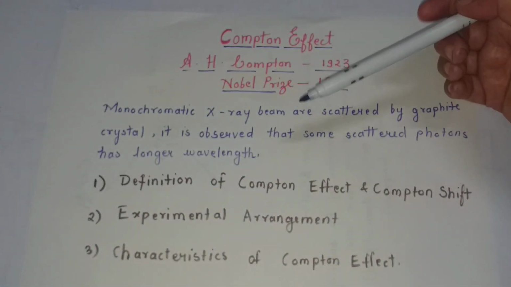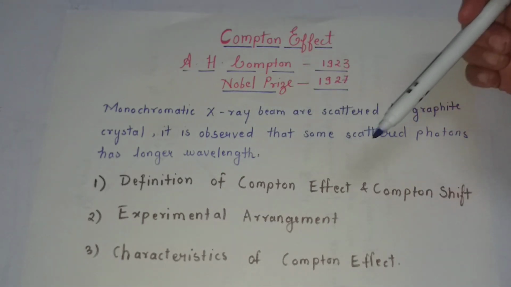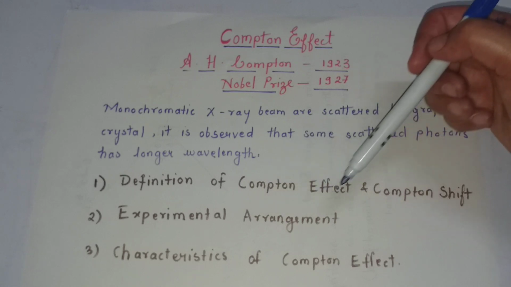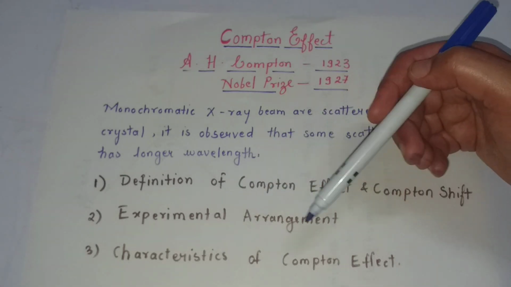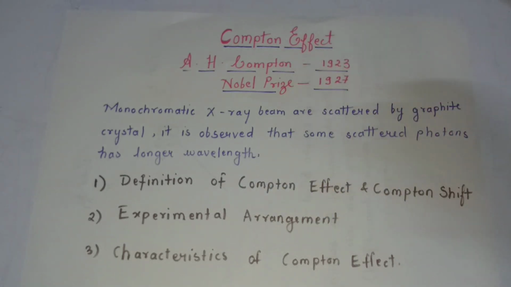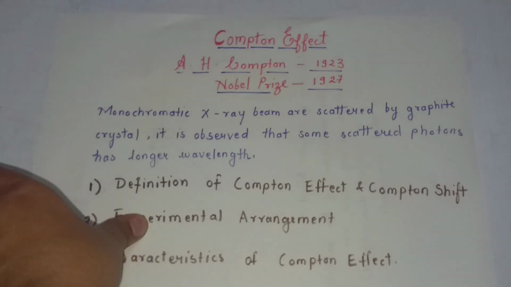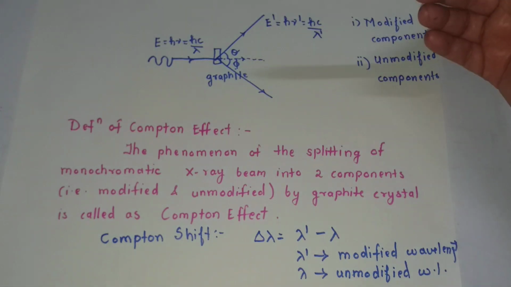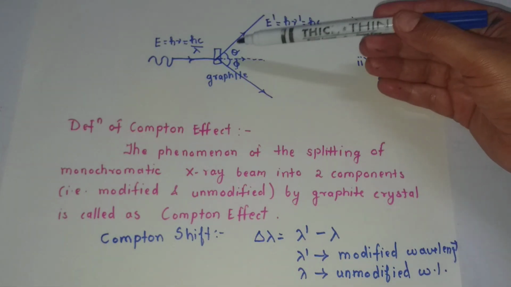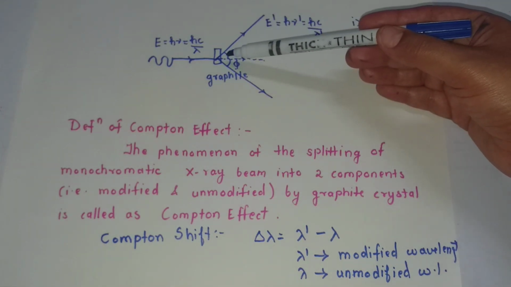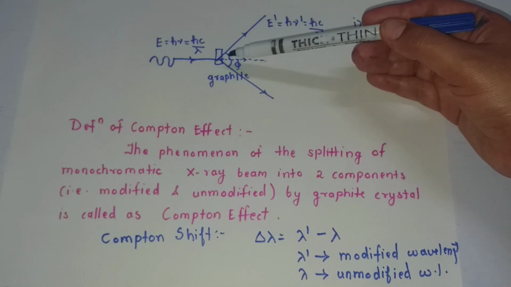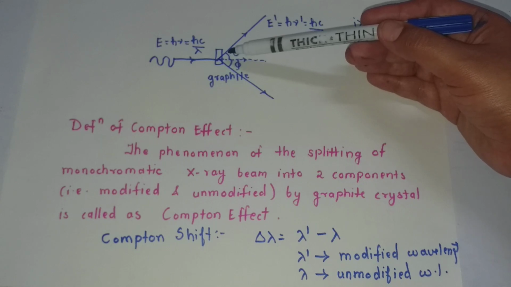In this lecture, we are going to see what is the definition of Compton effect and Compton shift. Then we are going to see the experimental arrangement and lastly the characteristics of Compton effect. So in order to explain what is Compton effect, let us consider a graphite crystal. This graphite crystal consists of free electrons and these free electrons are assumed to be at rest.